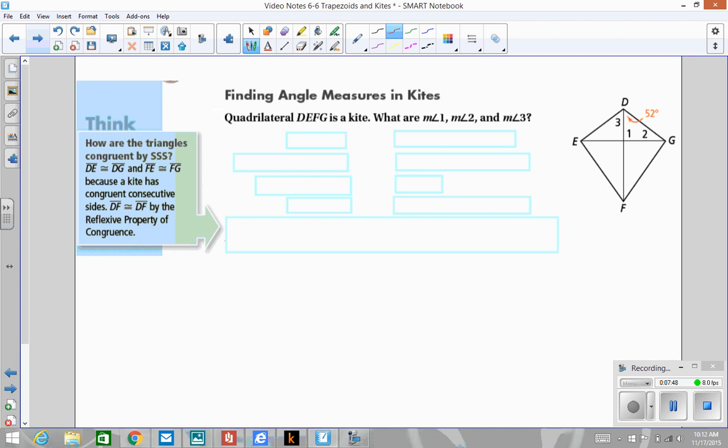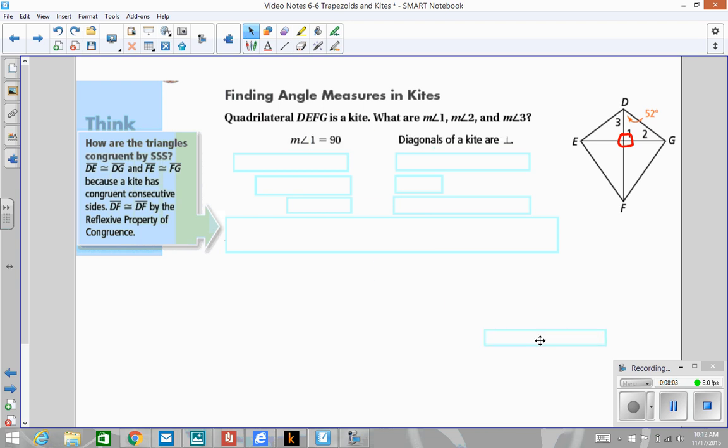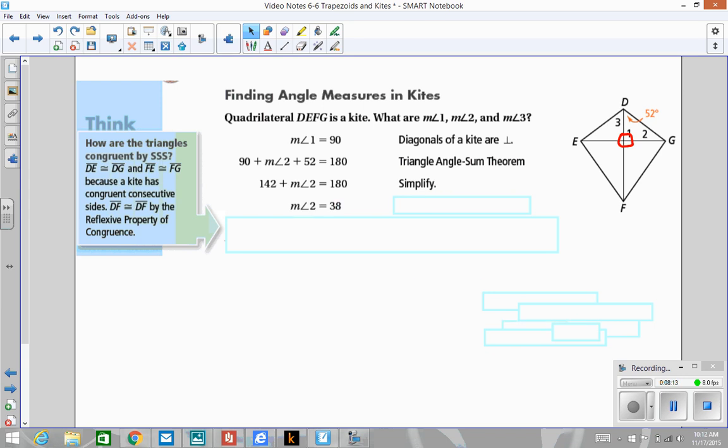Okay, so if we want to find the angles 1, 2, and 3 of the kite, then we're going to look here. We know that this is a right angle because it's a kite and those diagonals are perpendicular. So we can easily know that angle 1 is equal to 90 because the diagonals of the kite are perpendicular. Now if I know this is 52, I know there's 90 degrees left. When I subtract, I'll find the missing angle. So angle 2 is going to equal 38 degrees.